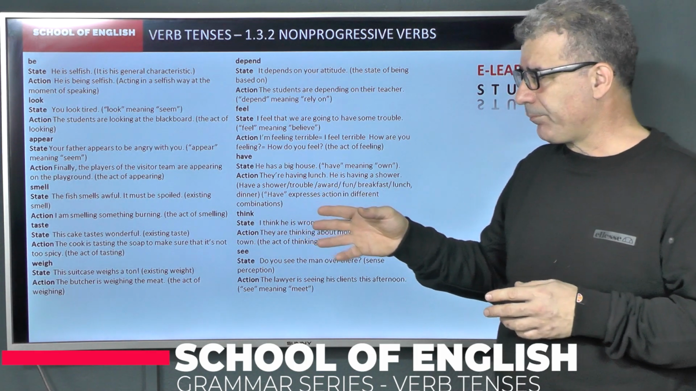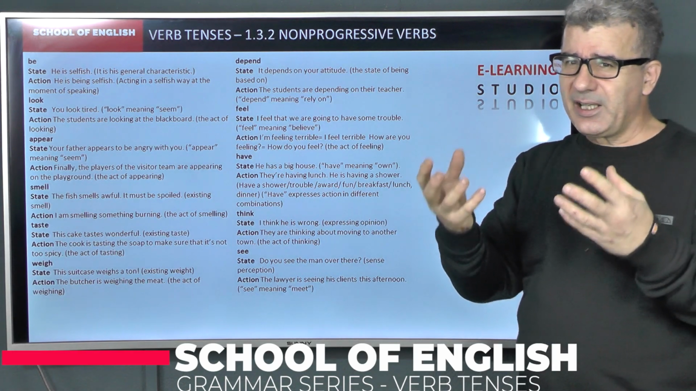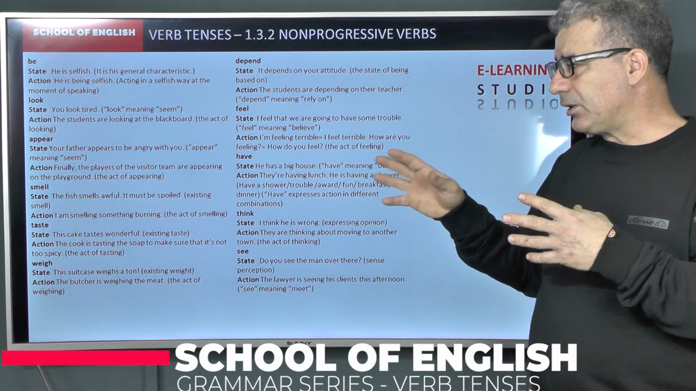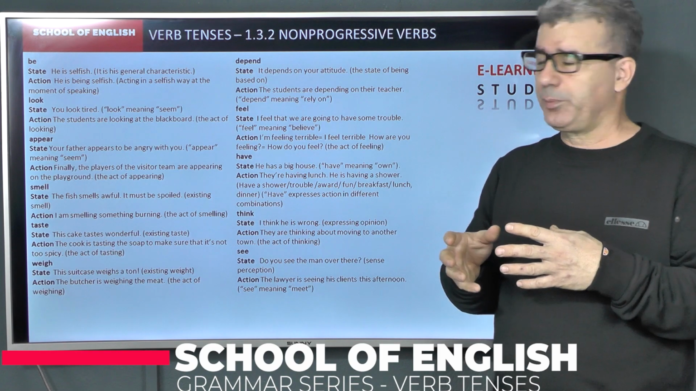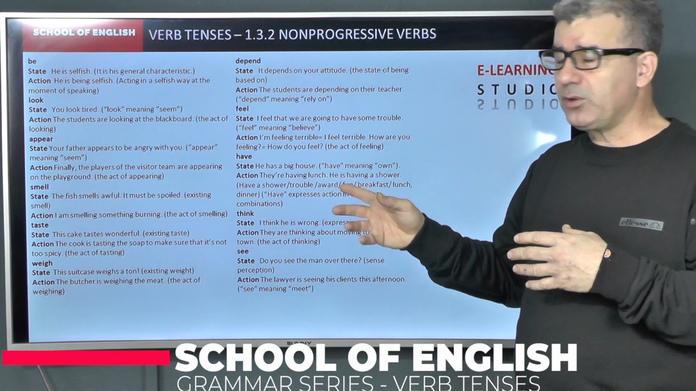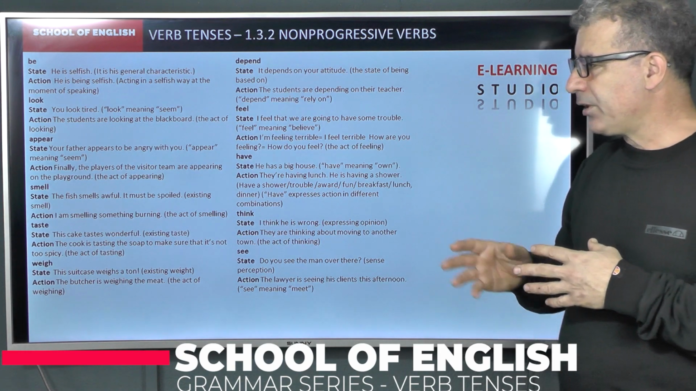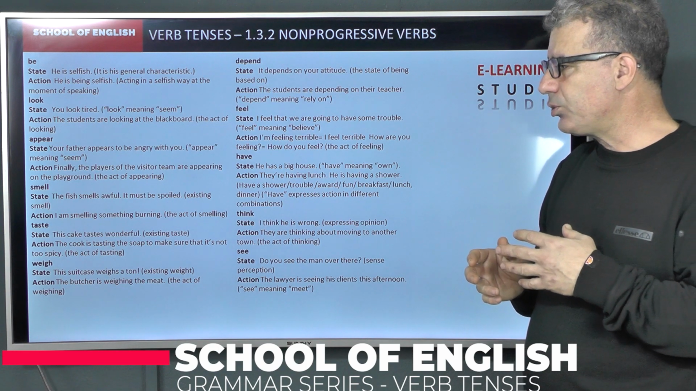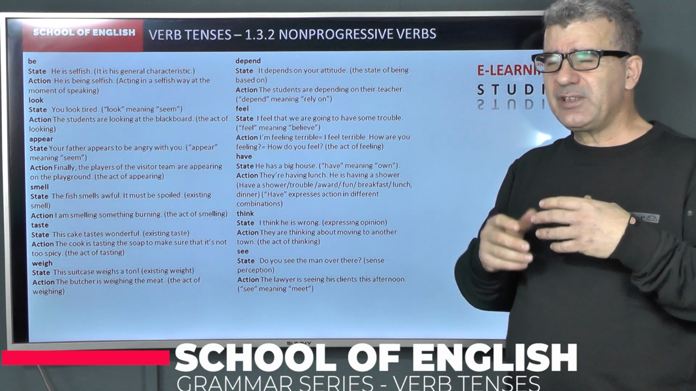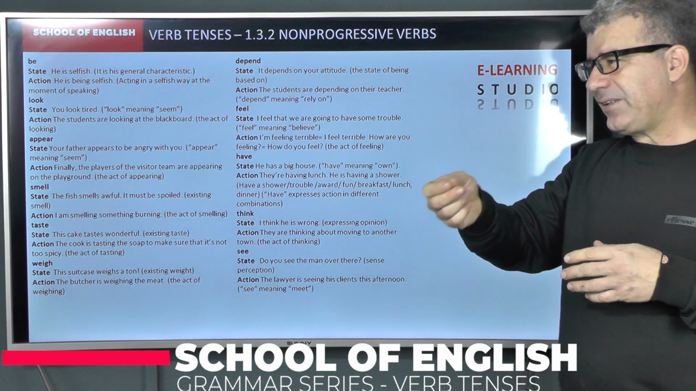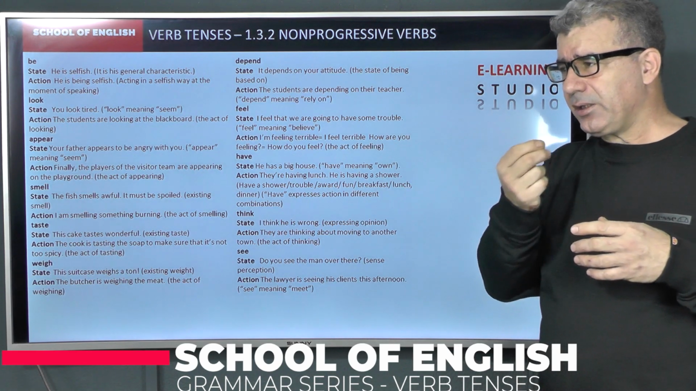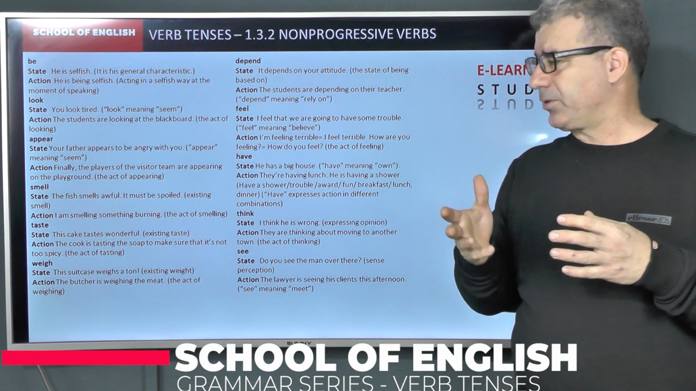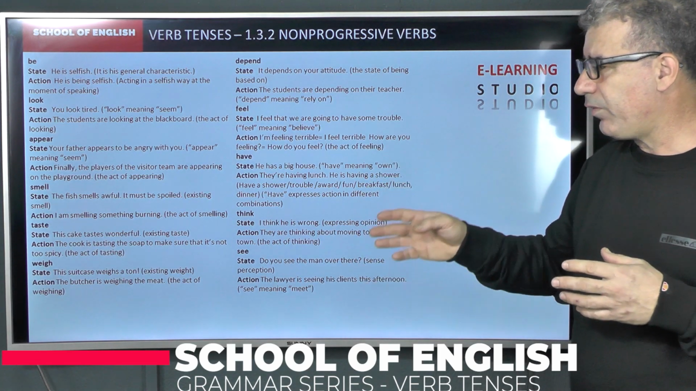How about taste? If you're talking about an existing taste, as we have just said about smell, then taste cannot be used with verb ing. This cake tastes wonderful is our example in this sense. How about action? The cook is tasting the soup to make sure that it's not too spicy. The act of tasting, the act of eating that dish to have a look at its taste. So there is action.